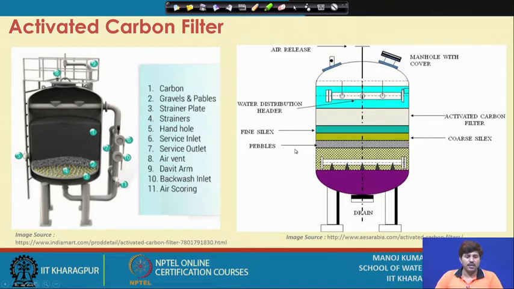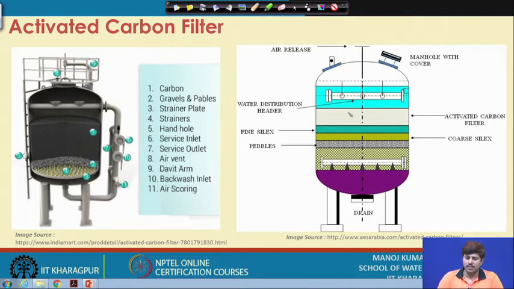If we see the typical activated carbon filter, it will look like this. We have to make the water interact with the activated carbon, so we will have a layer of activated carbon, and then we can have various support layers. The water will come from the top, be distributed from these headers, pass through these layers, and then be collected at the bottom and drained from there. A typical commercial unit will look something like this.